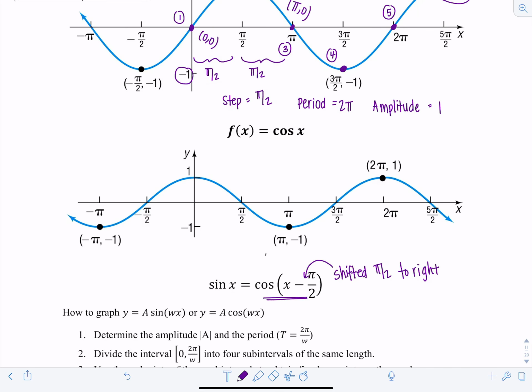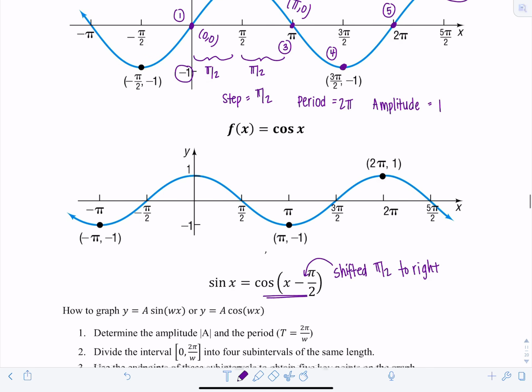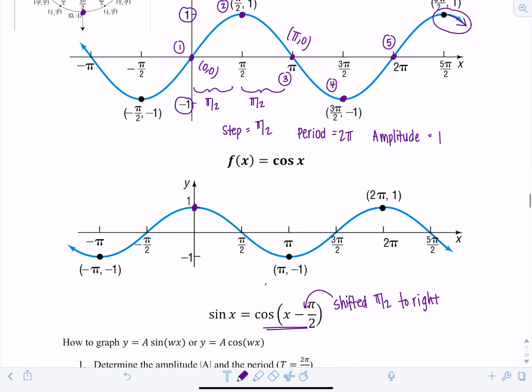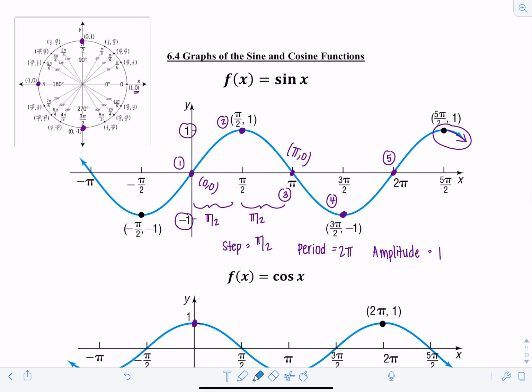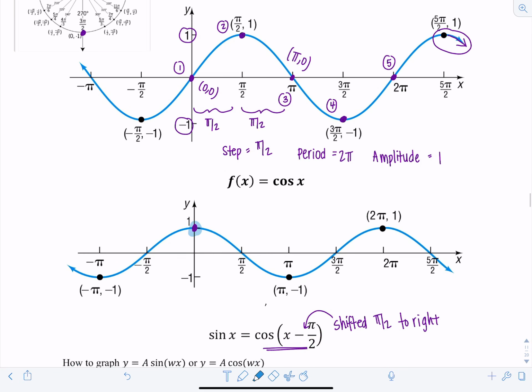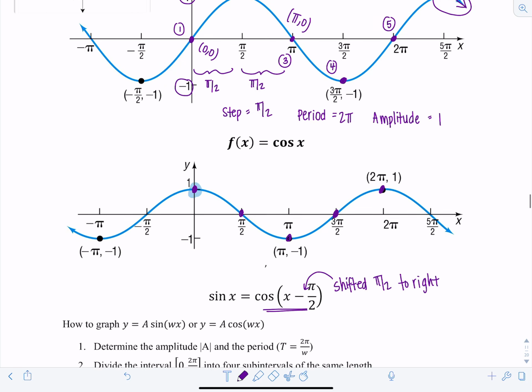Or basically just remember, when you're at x equals 0, the cosine graph starts up here at 1, right? Because of our unit circle. Let me scroll back up. Here's our unit circle. And when we're at 0 degrees, 0 radians, the x value is 1. So that's why cosine starts up here at the top. And then it proceeds the same way. So it goes to 0, down to negative 1, back to 0, up to 1. So those would be the 5 key points for the cosine graph. The step and the period are the same. Amplitude is the same. Okay?